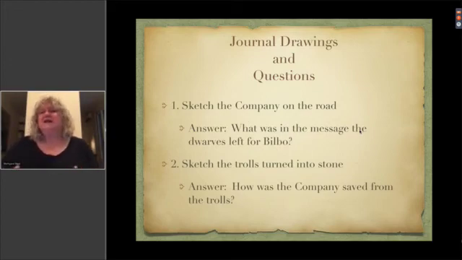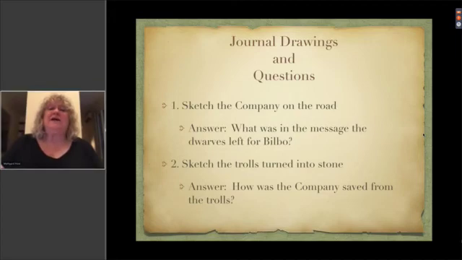So whenever you're sketching the company on the road, you decide where you want to pick in the storyline so far. And then what in the message the dwarves left for Bilbo. We'll talk about that in a moment. Then using for inspiration these images that we've seen, I want you to sketch the trolls turned into stone. And also answer, how was the company saved from the trolls?